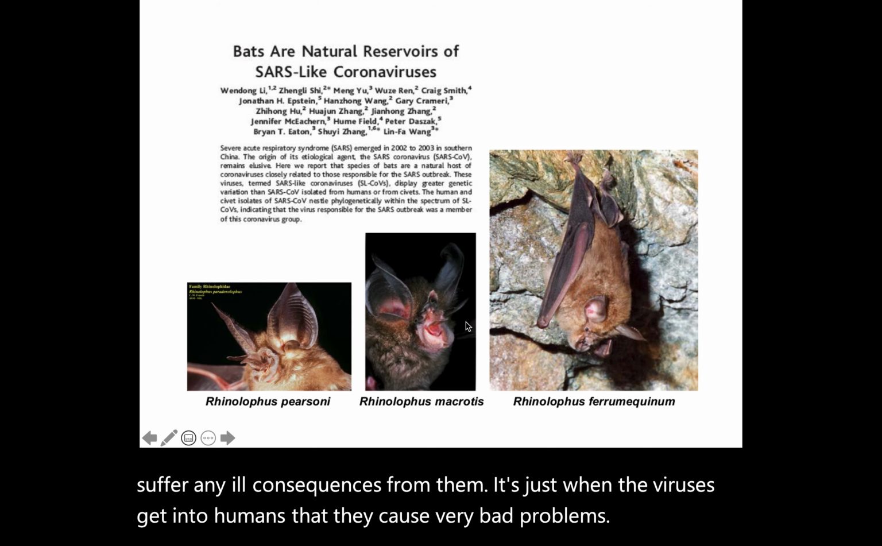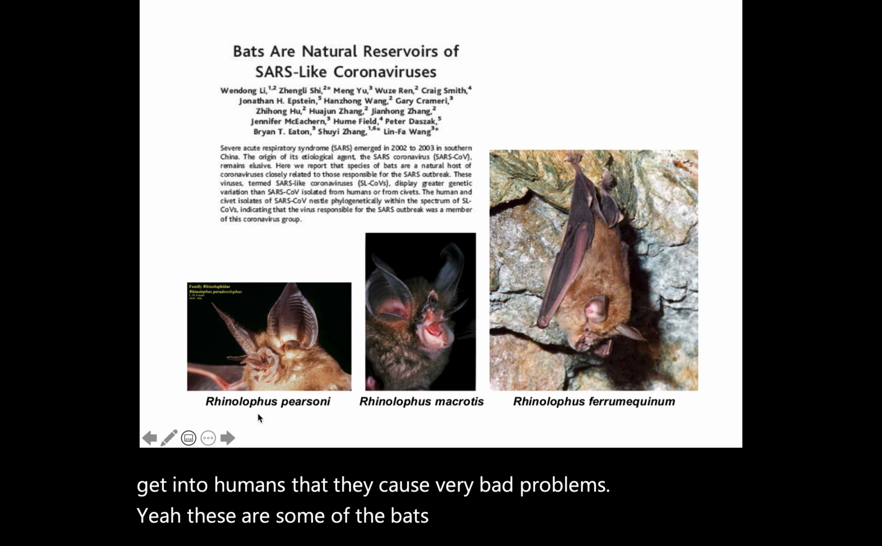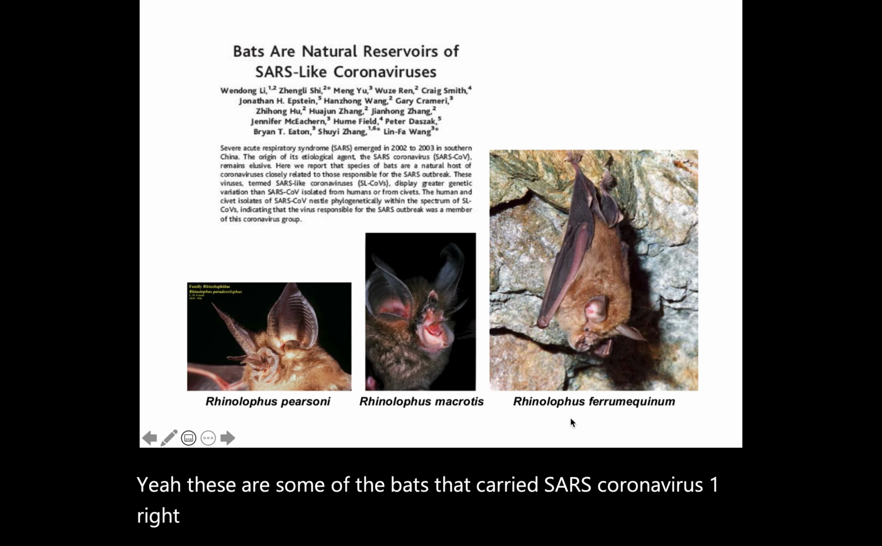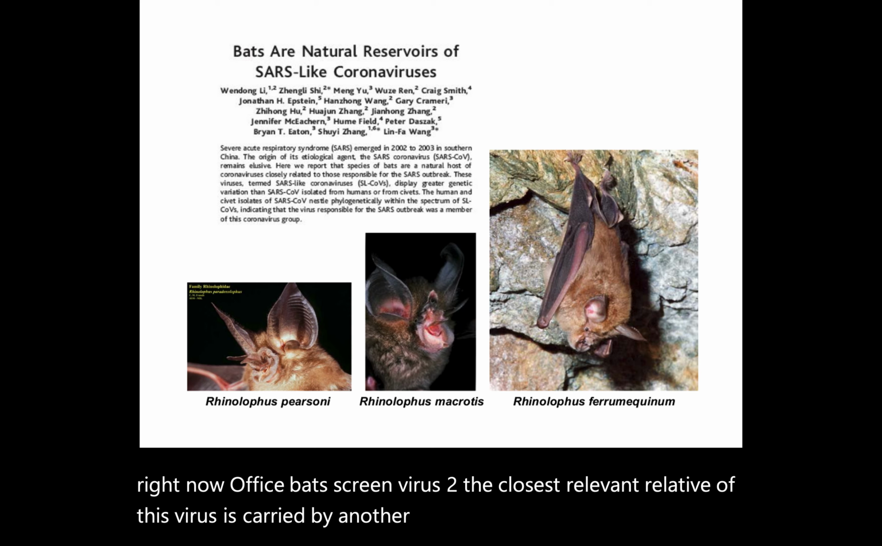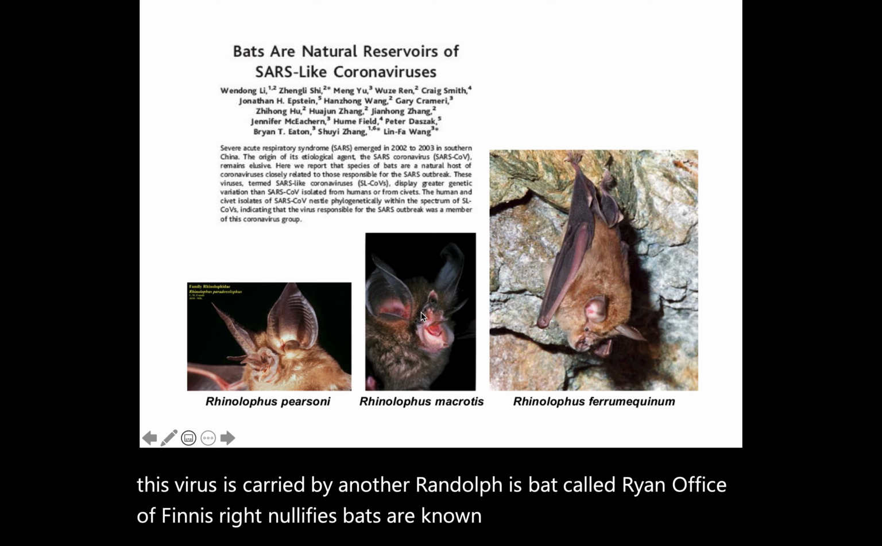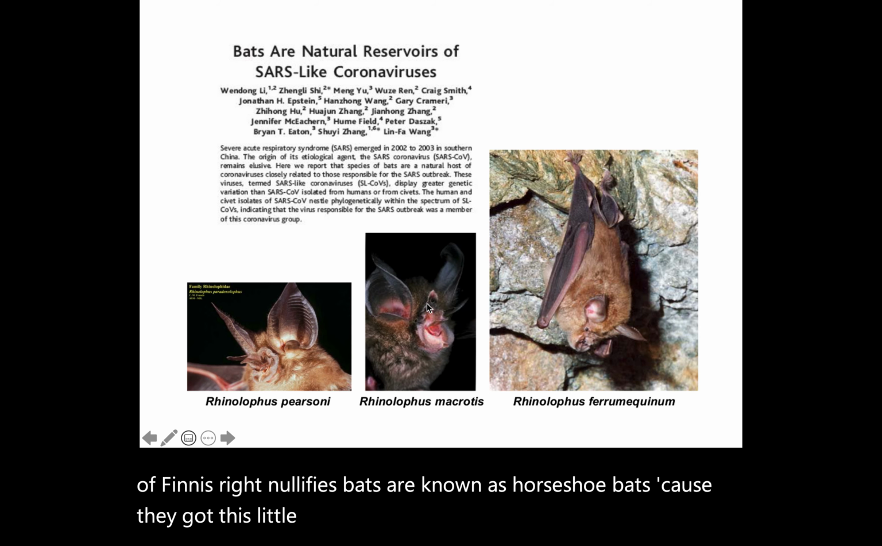These are some of the bats that carried SARS coronavirus 1, Rhinolophus bats. SARS coronavirus 2, the closest relative of this virus, is carried by another Rhinolophus bat called Rhinolophus affinis. Rhinolophus bats are known as horseshoe bats because they've got this little thing on their nose that kind of looks like a horseshoe shape. So they're pretty adorable, actually.